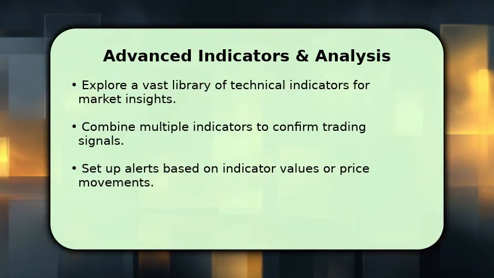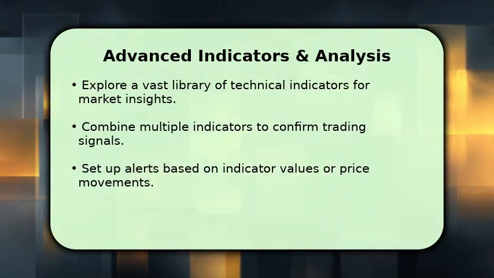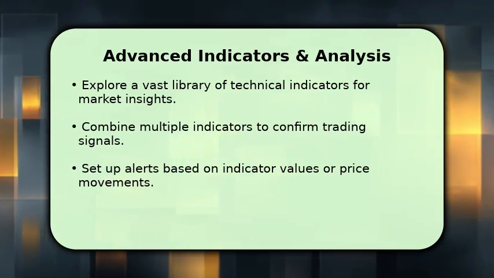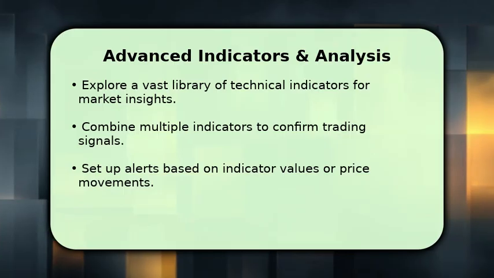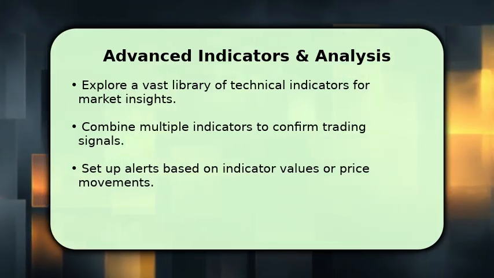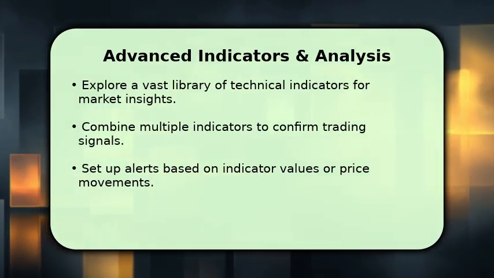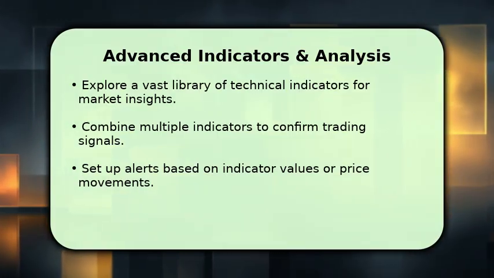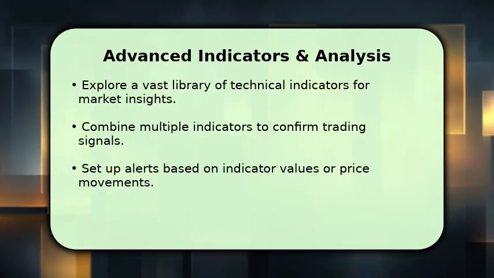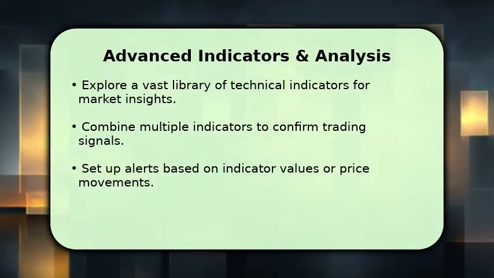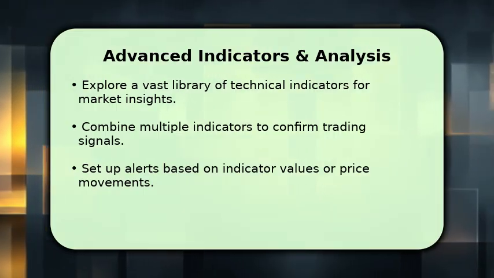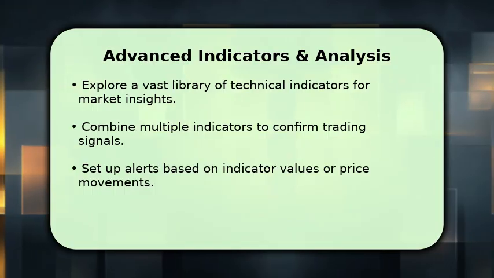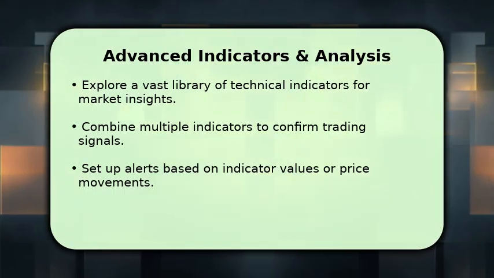TradingView in Kite provides access to a vast library of technical indicators, such as moving averages, RSI, and MACD. You can easily add these to your charts to gain deeper market insights and identify potential trading opportunities. Combining multiple indicators can help confirm your trading signals and reduce false positives. Don't forget to utilize the alert feature, which notifies you of specific price movements or indicator crossovers, keeping you informed.